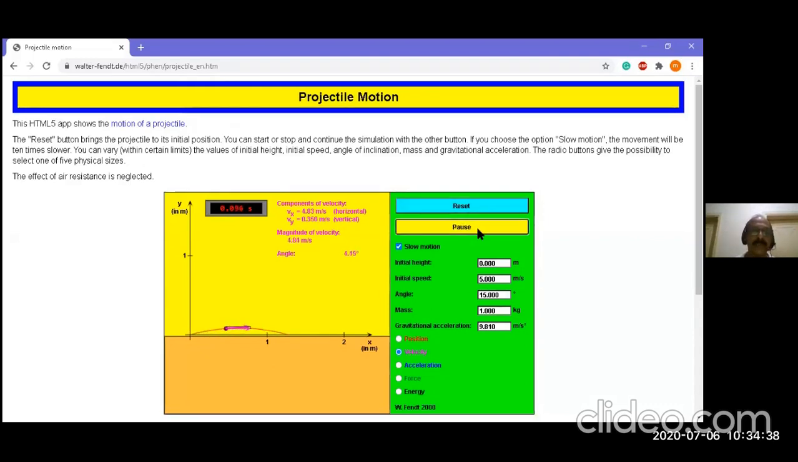Reset. 15. Start. See, here it falls. Now you want 90 minus 15, that is 75, right? 75 degrees, sir. Let us see how far it will come. You can take it like a game and check it. Reset. See, it falls in the same place.